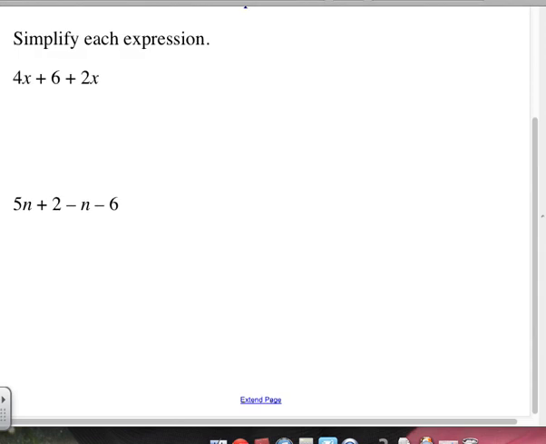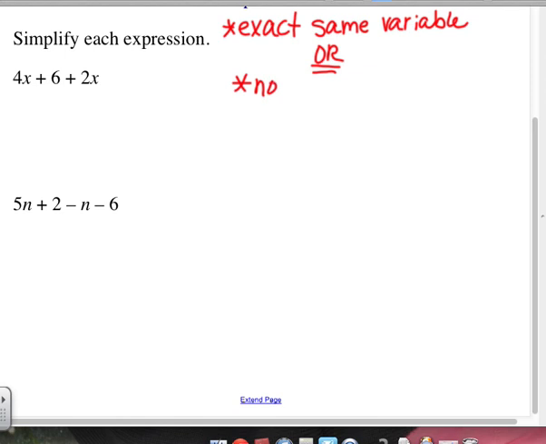Here we go. Over here on the left, I see the expression 4x plus 6 plus 2x. So in order to simplify this expression, what I have to do is look for the like terms. Now let's remember what like terms have. They either have the exact same variable, or like terms have no variable. So remember, that's how we find these like family members, these guys that belong together.